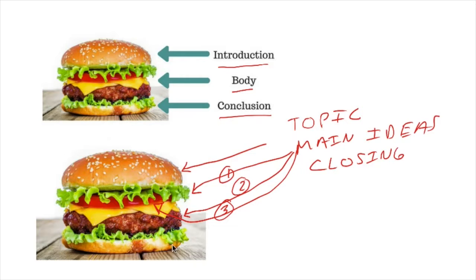Now, the final part, which is the conclusion, right? We've done the introduction and the body. The introduction, again, is the topic, listing out the main ideas and a closing sentence. The body are your main ideas. Each one gets its own paragraph. And then finally, we have the bottom bun, which is our conclusion. So a conclusion, excuse my handwriting, it's hard to write on the whiteboard, is simply your introduction written a different way, wrapping it all up in a nice little bundle.